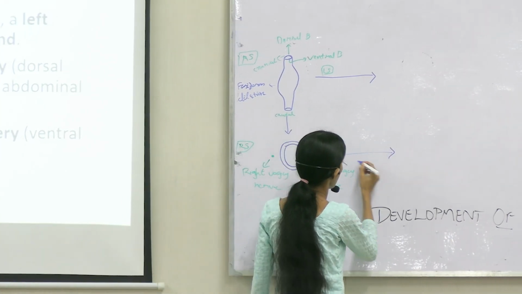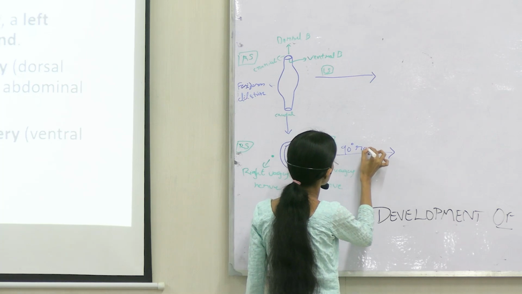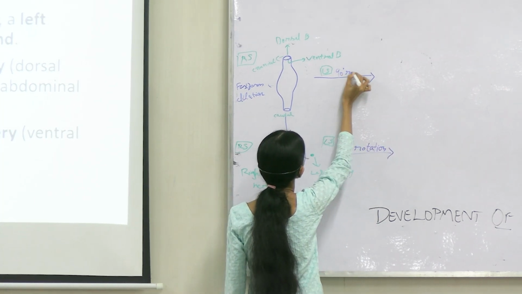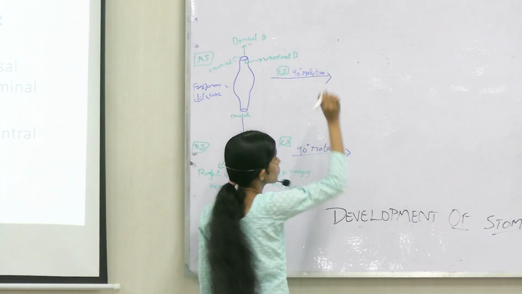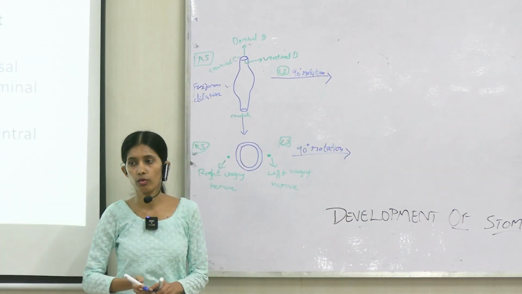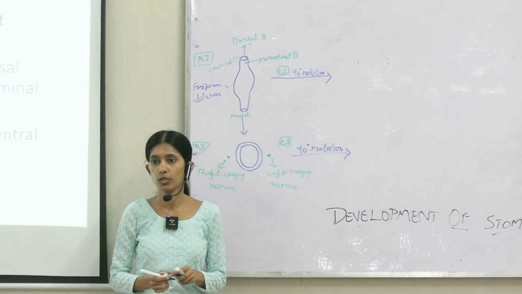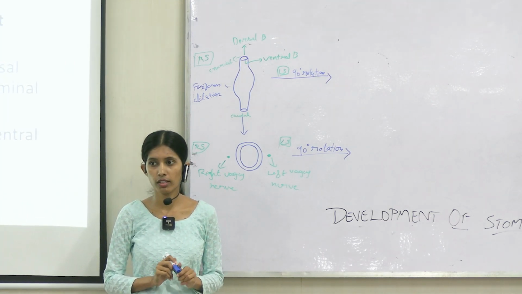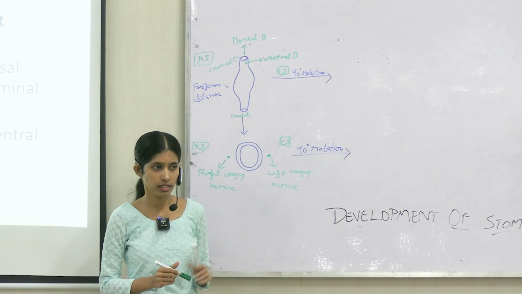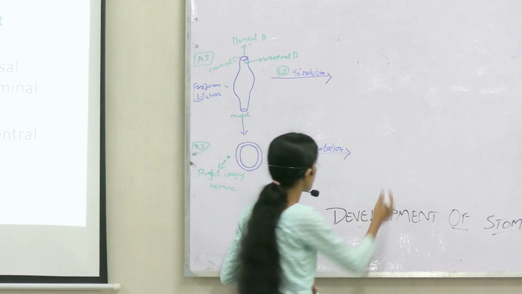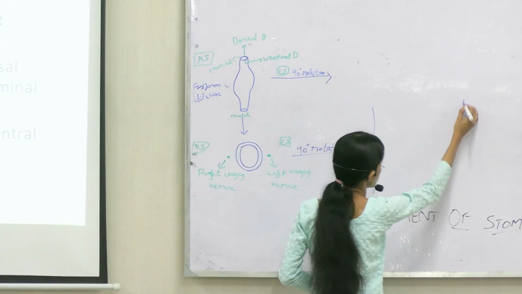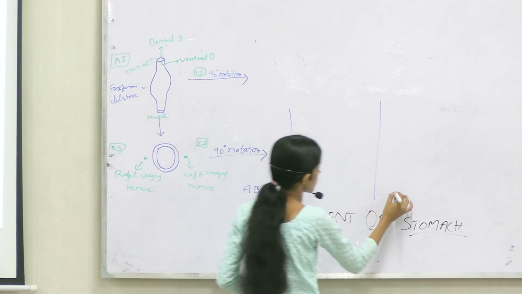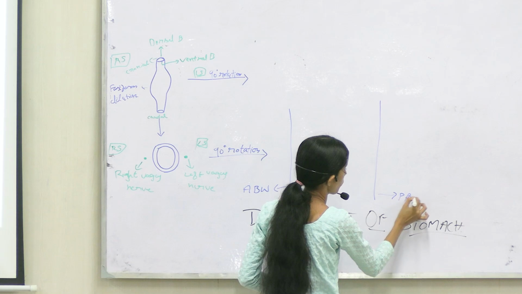What is the reason behind the rotation of the developing embryo? Increase in the amniotic cavity leads to your craniocaudal and lateral foldings. Here there is another reason. We have seen the mesentery structure. This is your anterior abdominal wall and this is your posterior abdominal wall.